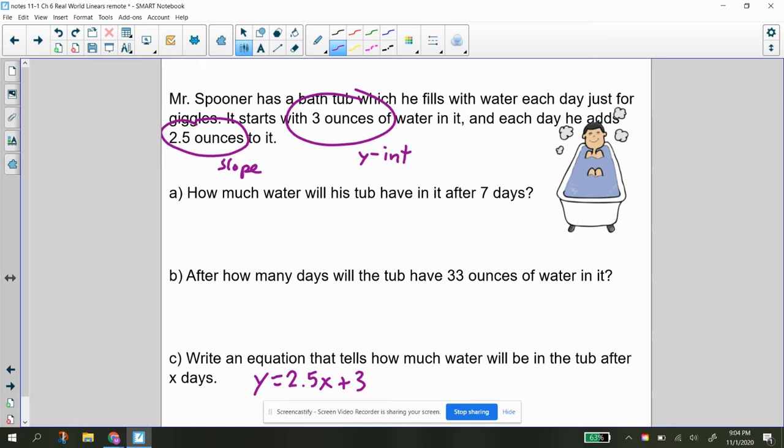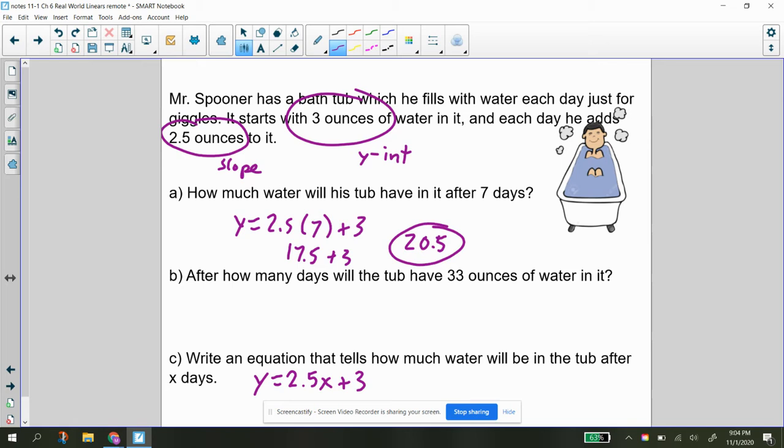So if I want to figure out something like part A here, 7 days, I can just plug it into that equation, 2.5 times 7 plus 3. And that's going to be what? 17.5 plus 3. So you're going to end up with 20.5 ounces of water after 7 days.